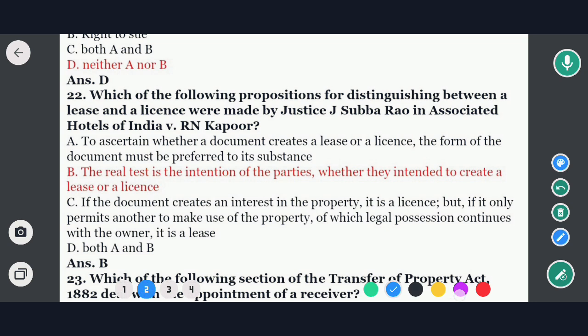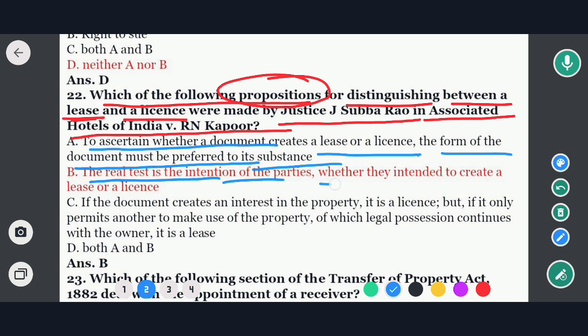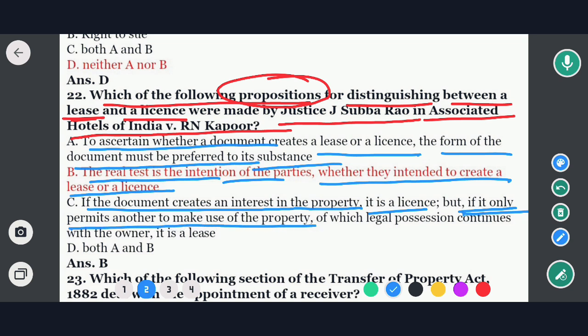Okay, so now the next question is: which of the following positions for distinguishing between a lease and a license were made by Justice J. Subbarao in Associated Hotels of India versus R.N. Kapoor. So in this case, options are: to ascertain whether a document creates a lease or license, the form of the document must be preferred to its substance. Option B, the real test is the intention of the parties, whether they intended to create a lease or license. Next option is if the document creates an interest in the property, it is a license. But if it only permits another to make use of the property of which legal possession continues with the owner, it is a lease. Okay, both A and B.